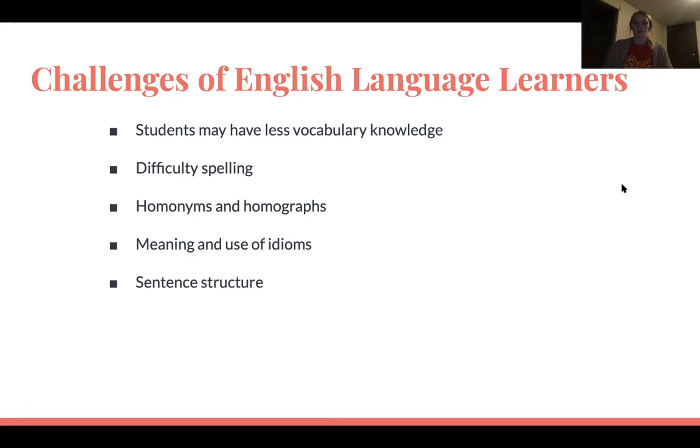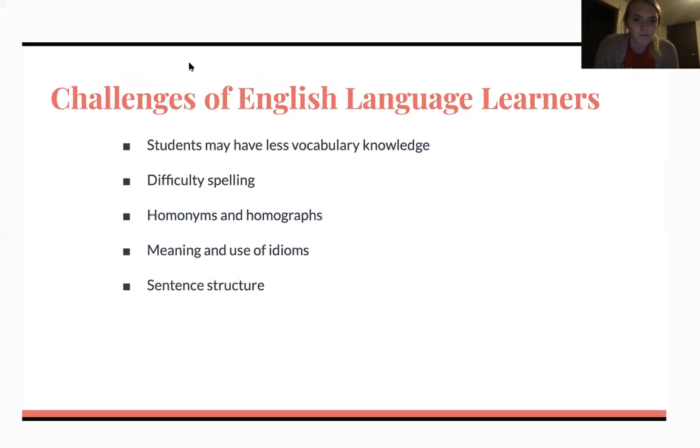So, challenges of English language learners. This is a struggle in classrooms, but it's nothing that we can't handle. Some of the challenges that English language learners face are that some of them may have less vocabulary knowledge. They might have a difficult time spelling. Homonyms and homographs are typically difficult, as are the meaning and use of idioms, and then sentence structure. So those are just some of the challenges they face.